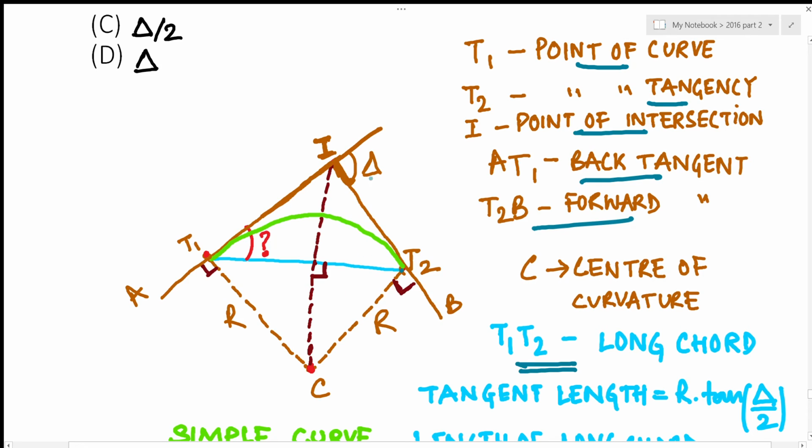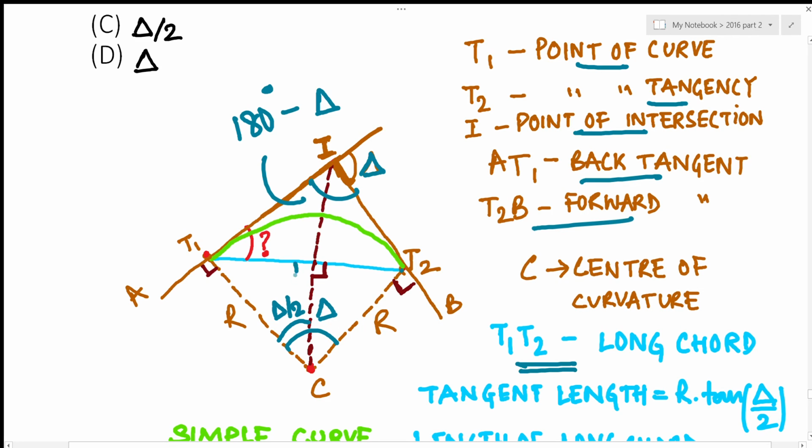As you can see, this is the deflection angle delta. So this angle should be 180 minus delta. If this angle is 180 minus delta, this angle should be delta. If this angle is delta and this is the bisector of this particular angle, this particular angle should be delta by 2, right? And this is also delta by 2.